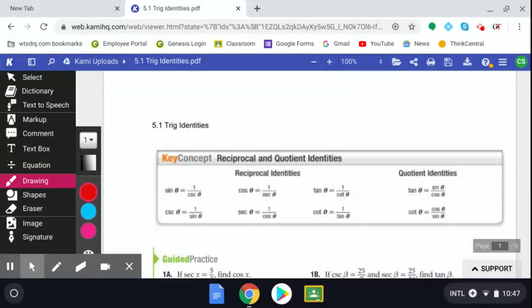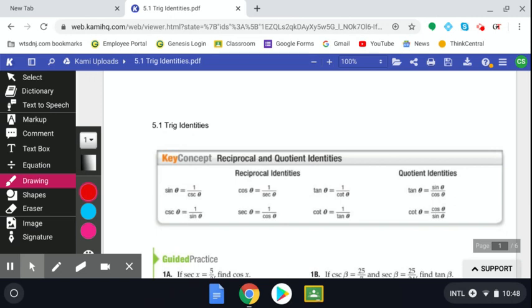We are moving on to chapter 5, which is going to be all about trig identities. So I'm going to go over some of the examples from the book and some key points. The first kind of identities you need to know are the reciprocal and quotient identities, which you already pretty much know.